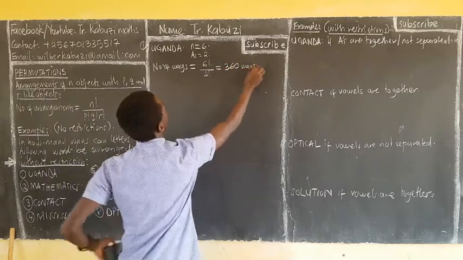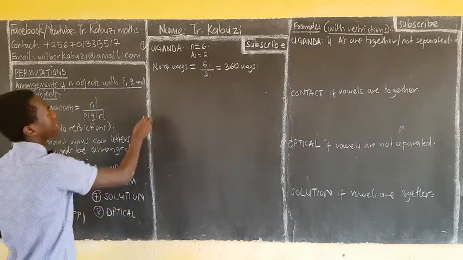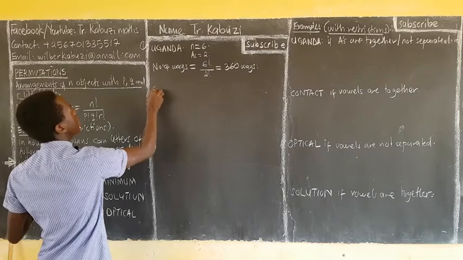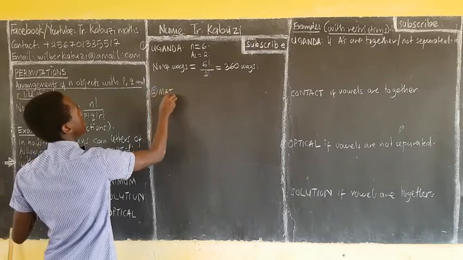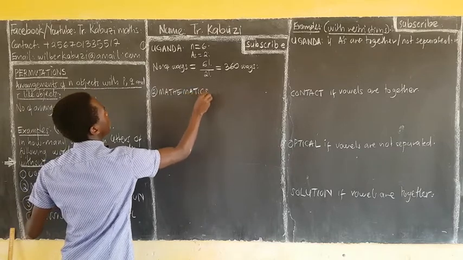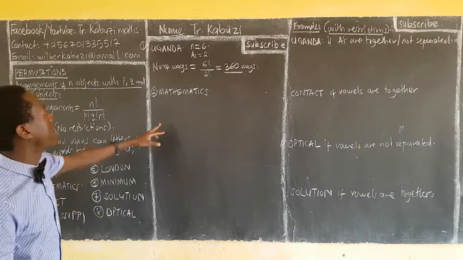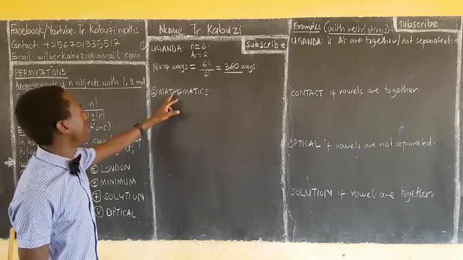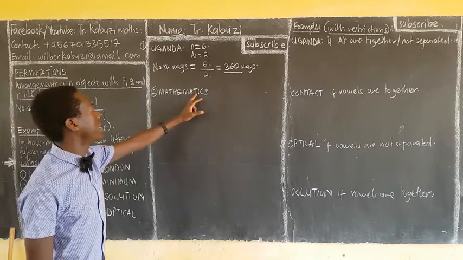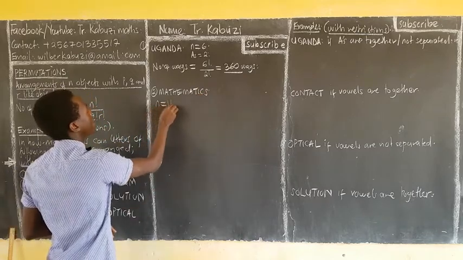As simple as that. Now, coming to the second, let me take mathematics. If I take mathematics, how many letters are there? 1, 2, 3, 4, 5, 6, 7, 8, 9, 10, 11. So they are 11.